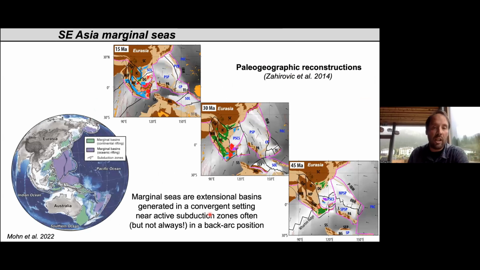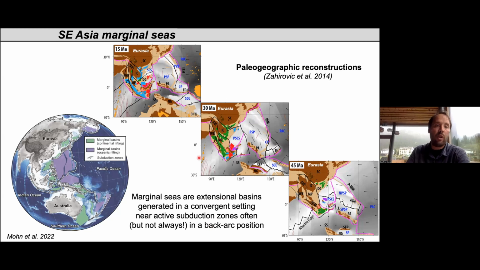Okay, so what is a marginal sea? This is a big question, but in my talk I will speak about extensional basins that developed in a convergent setting. And these marginal seas are often controlled by or associated with a nearby active subduction zone. They are often related to back arc basins, but they are not always back arc basins, and they can also develop in a lower plate setting.